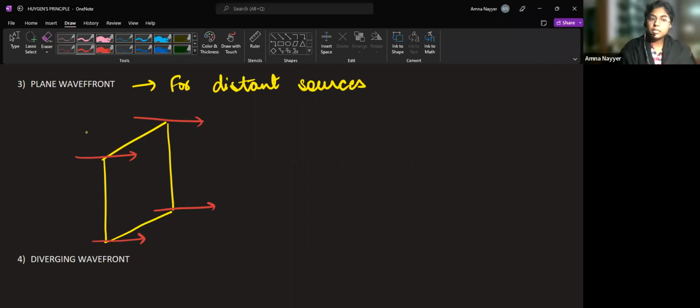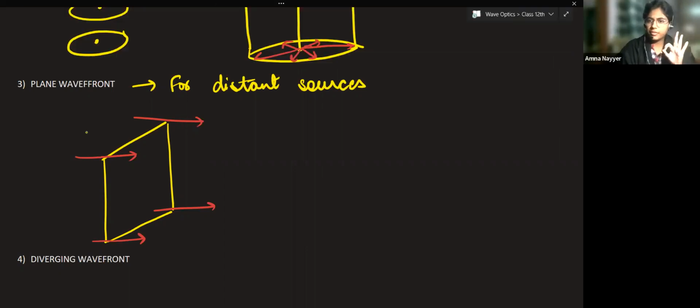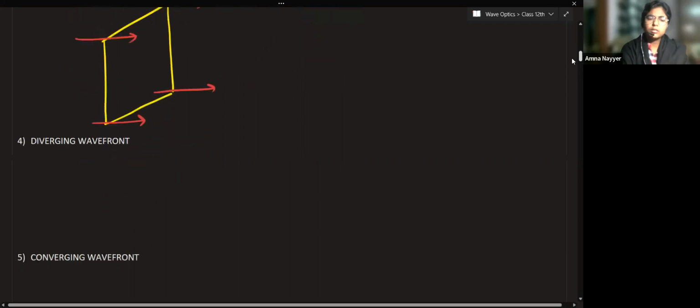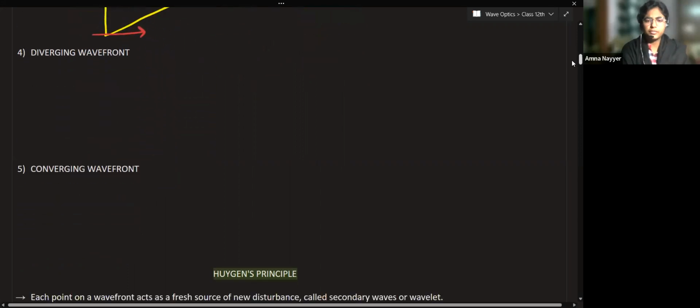Now, apart from this, these are the three basic wavefronts that you require to understand. Point sources lead to formation of spherical wavefront. Then you had linear sources. Linear sources led to the formation of cylindrical wavefront. Then you had distant sources that led to formation of plane wavefront. These wavefronts are three. Two more you require for your diagrams, for your understanding also: diverging wavefront and converging wavefront.